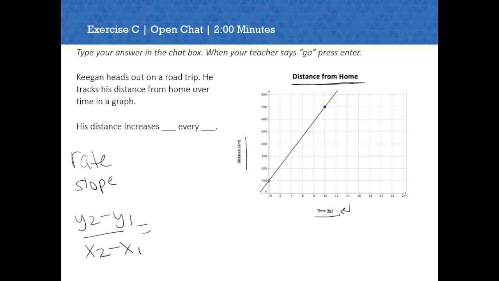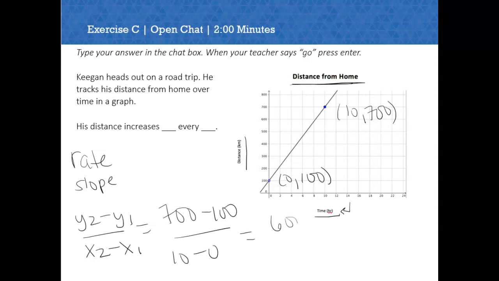So let's pull these numbers. We have 10, 700, and 0, 100. So 700 minus 100 all over 10 minus 0. So 600 over 10. I'm telling you what, my division skills are lacking today. 60. So his distance increases 60 kilometers every hour. Rise, kilometers, over run, hours.